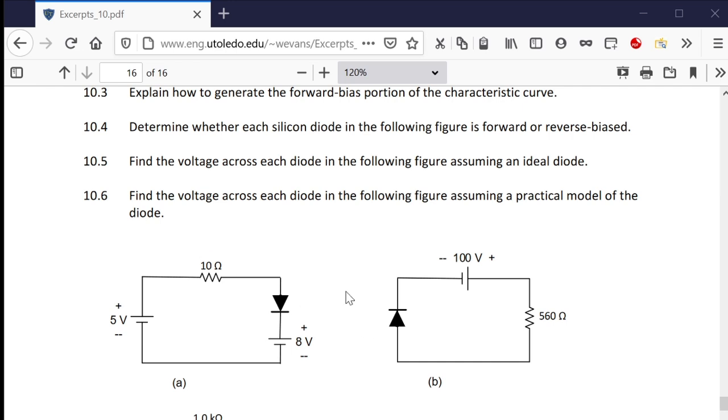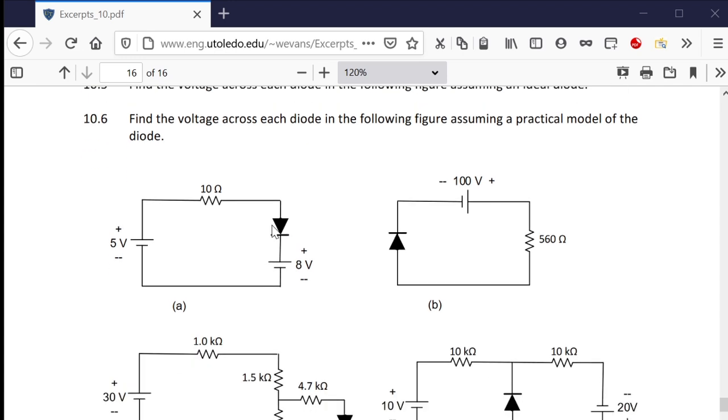Find the voltage across each diode in the following figure, assuming an ideal diode. And then 6 is assuming a practical diode. So what do you have to do here? What you have to find out is, which way would current flow in this circuit if the diode were not there? So you try to picture this without the diode, and this 8 volt supply is bigger than this 5 volt supply by 3 volts. So yes, it would flow this direction, and the diode is against that.